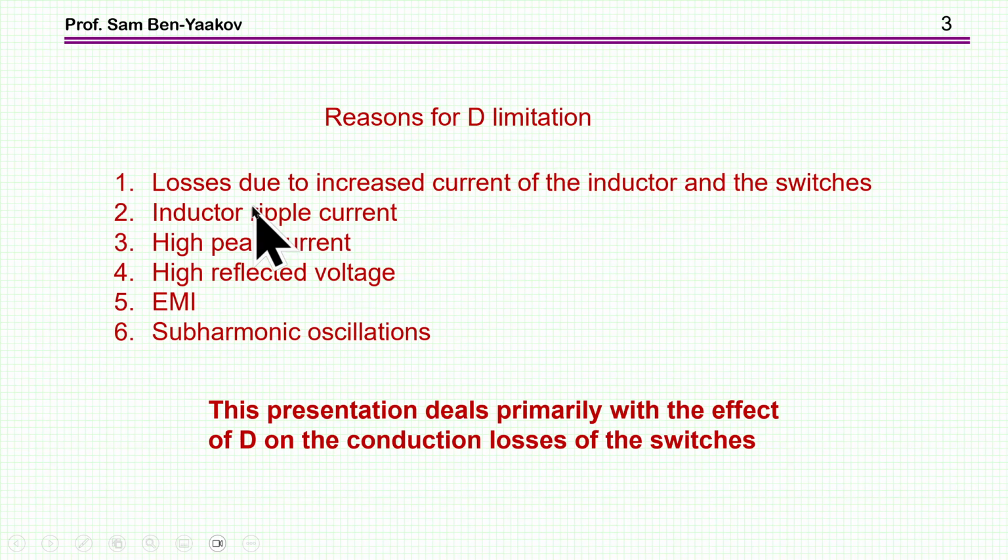So what are the reasons for the duty cycle limitation? First of all, we have the issue of losses. The duty cycle might increase the current of the inductor and of the switching, and therefore the conduction losses will increase, as well as the switching losses, which are a function of the inductor current. And then we have the issue of inductor ripple current, which is a function of the duty cycle. And then at some duty cycles we might have high peak current, and high reflected voltage for a given turns ratio of the transformer or coupled inductor. We have issues of EMI, and then subharmonic oscillation that I have mentioned.